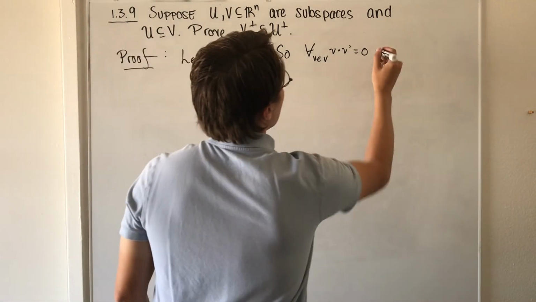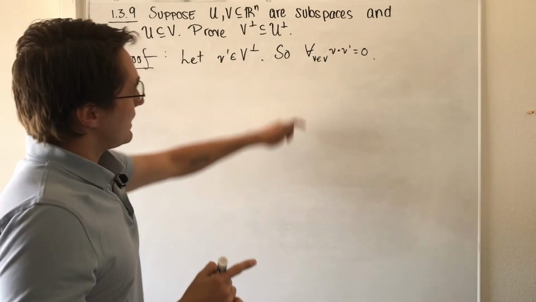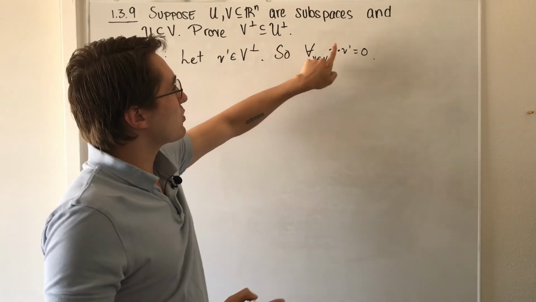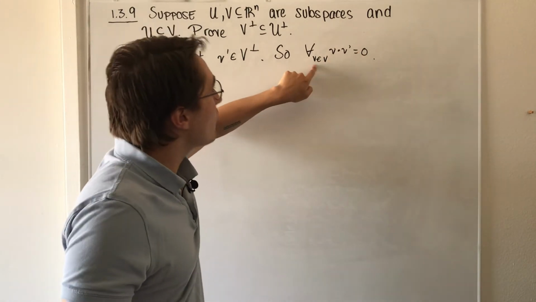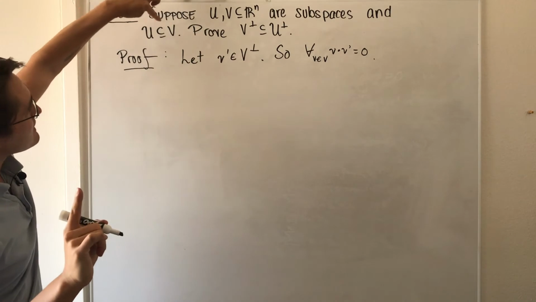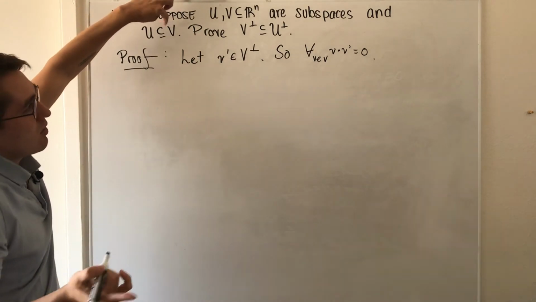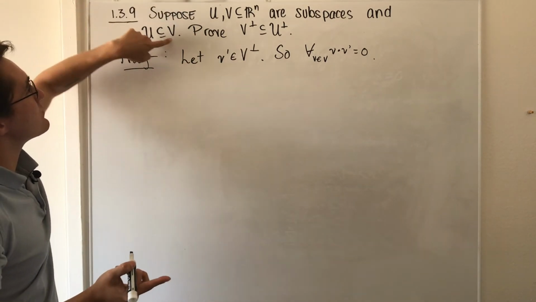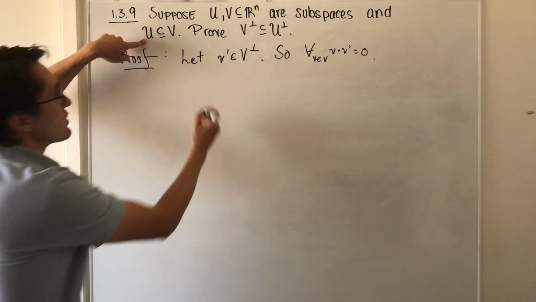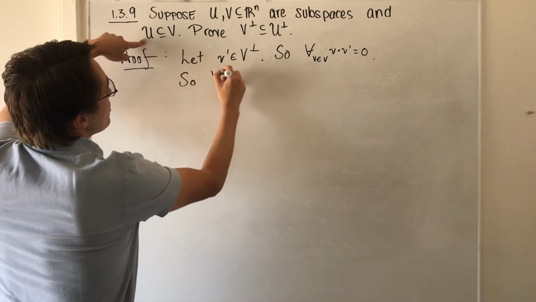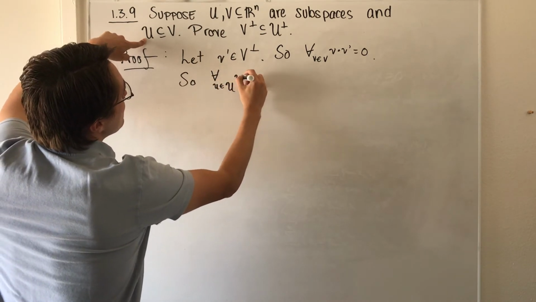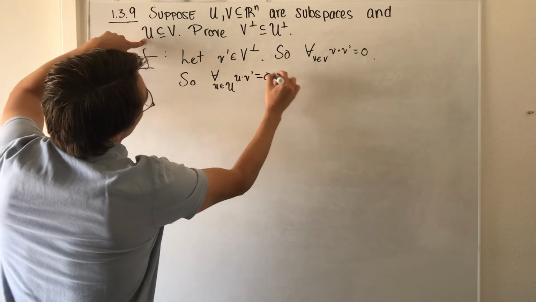Okay? But wait a second. If it's true that V perp dotted with v is equal to 0 for all v in V, but wait a second, U is a subset of V. So, I mean, everything in U is in V. So if it's true for all of V, well, then it's also got to be true for all of U. So for all u in U, u dotted with V prime has to be equal to 0, right?